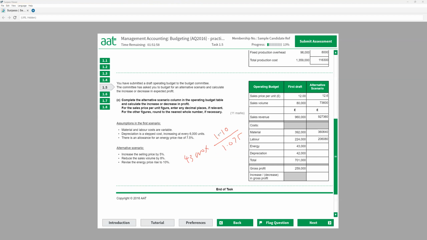1.10 divide 1.075 times 43,000, and that will give us 43,999.99. So it's 44,000 actually, not 43,000. 43,999.99 means 44,000. 44,000 will be here.